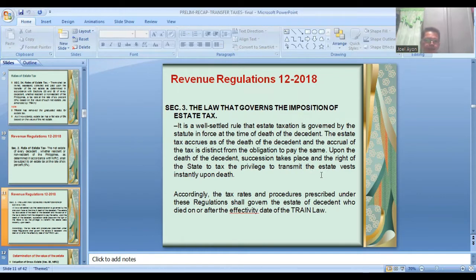Upon the death of the decedent, succession takes place, and the right of the state to tax the privilege to transmit the estate arises instantly upon death. So it is only enforceable after the death of the decedent. Accordingly, the tax rates and procedures prescribed under these regulations shall govern the estate of decedents who died on or after the effectivity date of the TRAIN law. Therefore, if the decedent died on or after the effectivity of the TRAIN law, the 6% rate of tax on the net estate of the decedent will be applied. Okay.